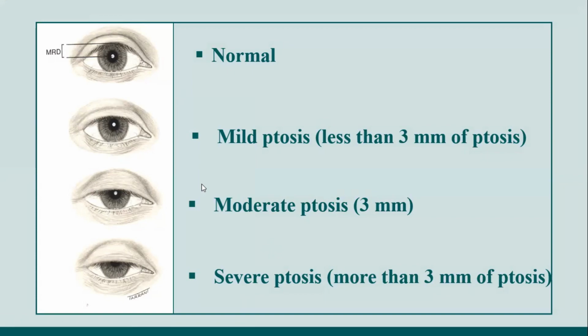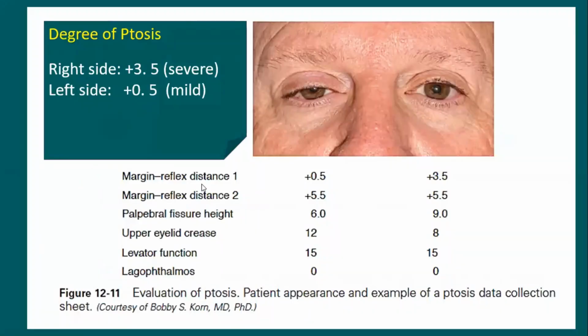Severe ptosis is more than 3 millimeters. Remember this slide? I said in the previous class that we might consider the left eyelid as the normal reference, like 3.5. So what is the degree of ptosis on the right side? If you subtract 0.5 from 3.5, we have 3 millimeters. So this is called moderate ptosis.